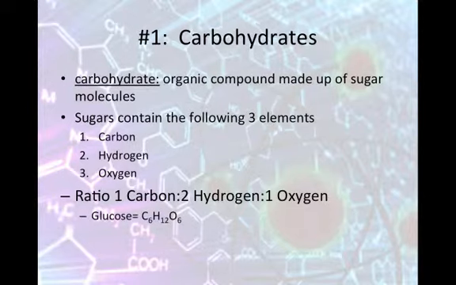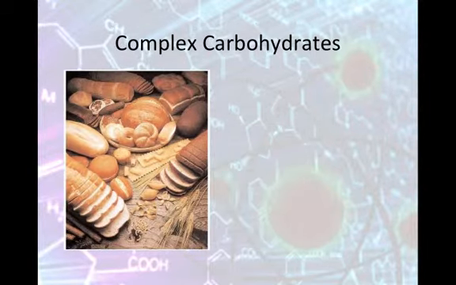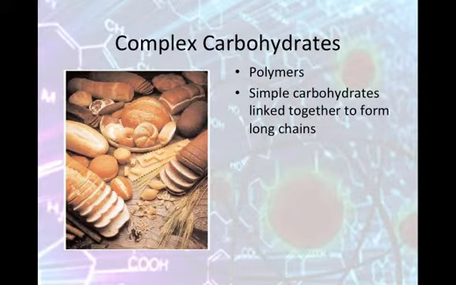Glucose is an example of a sugar, as is fructose, which is the sugar found in fruit. Simple carbohydrates are the monomers. They're also called monosaccharides, and again, glucose and fructose are examples. Complex carbs are the polymers. It's when simple carbohydrates join together to form long chains.